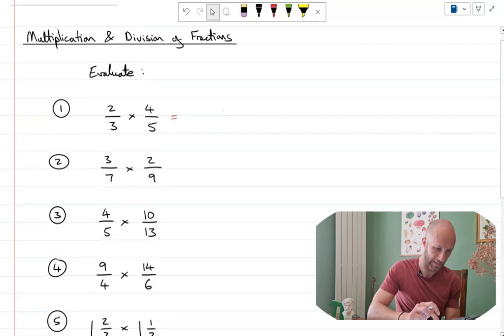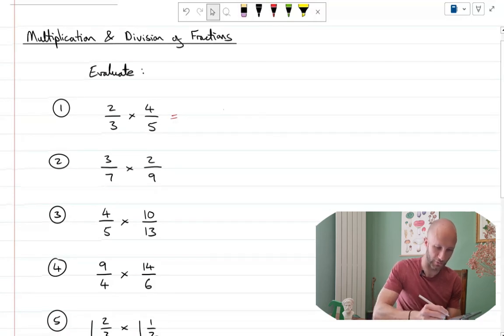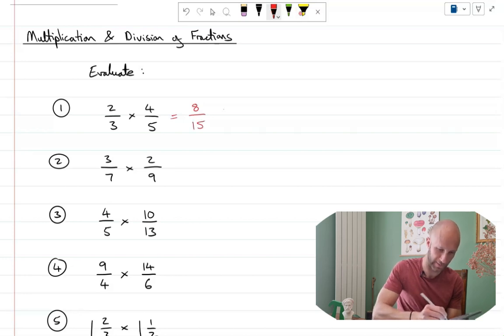So question 1 here is 2/3 times 4/5. So we should do the top times the top, so 2 times 4, which is 8, and then the bottom times the bottom, 3 times 5, which is 15. And that's literally it. Top times top, bottom times bottom.